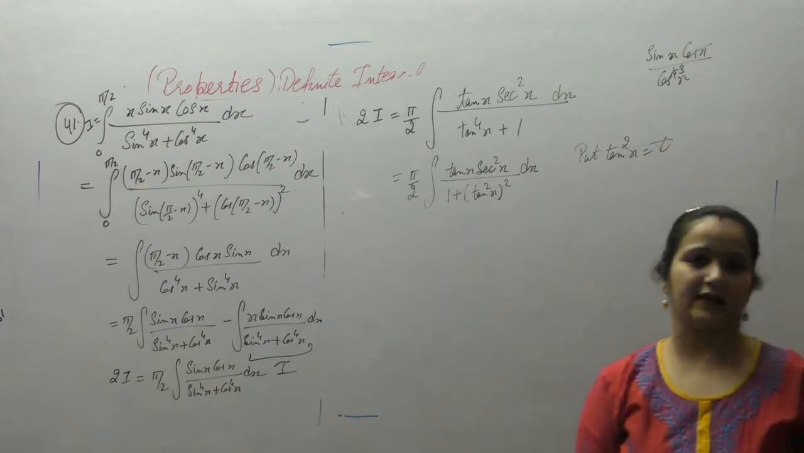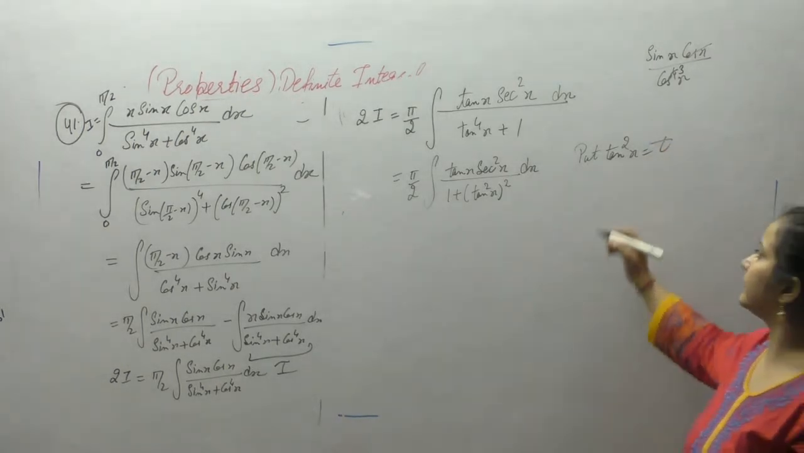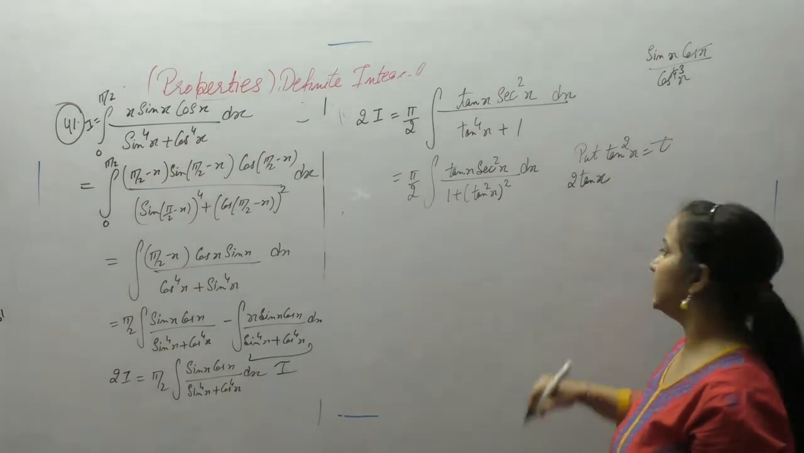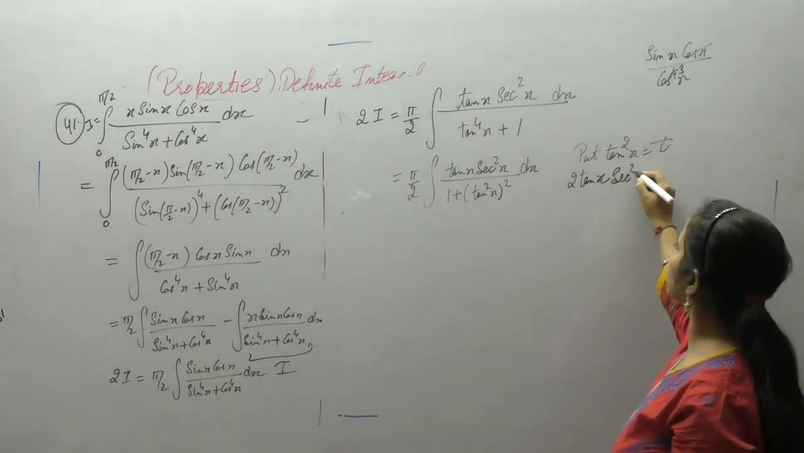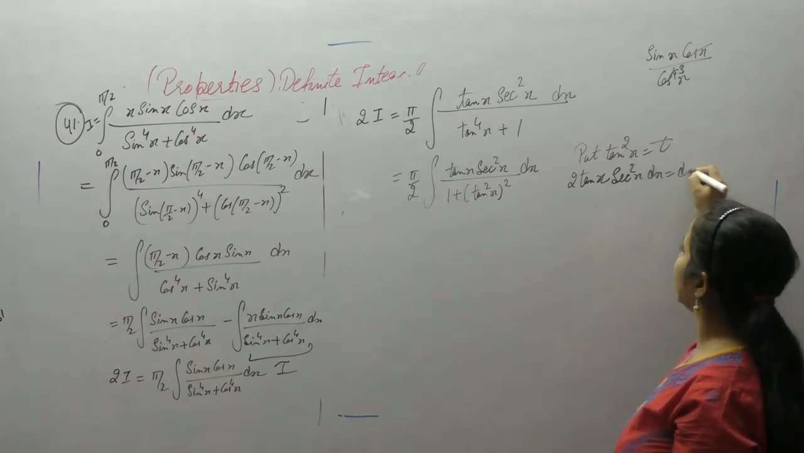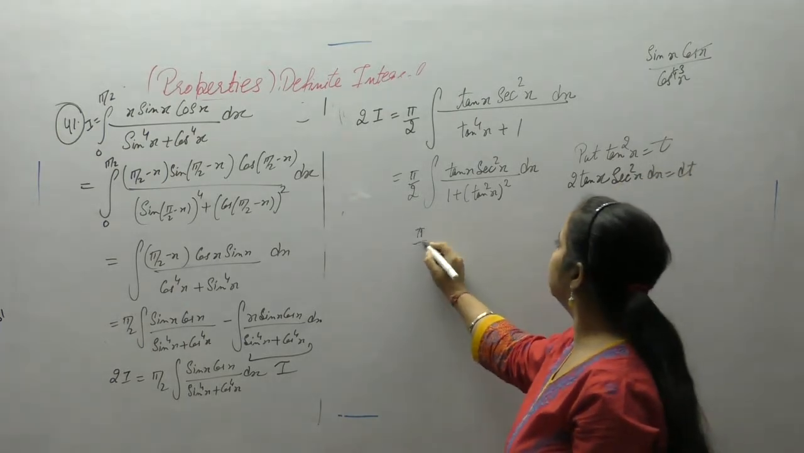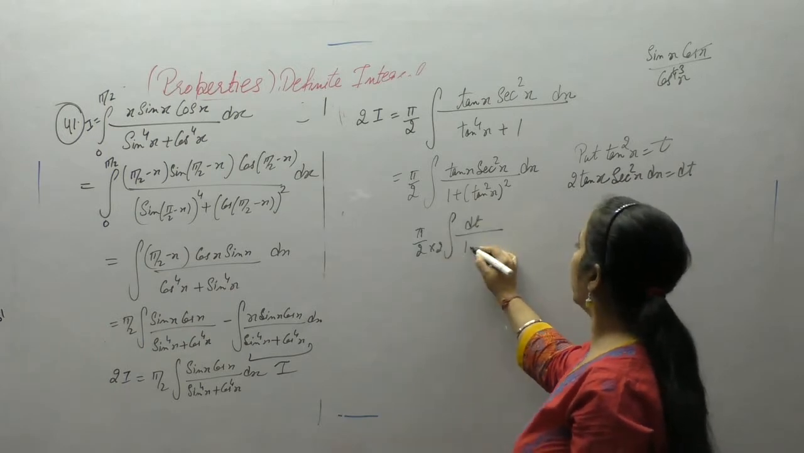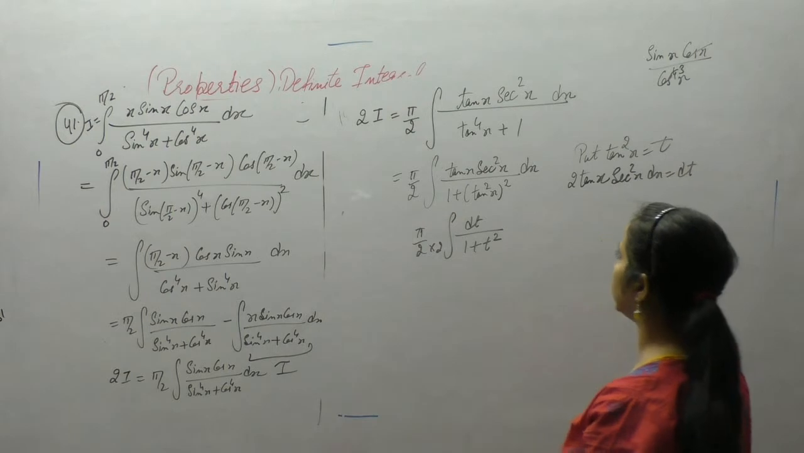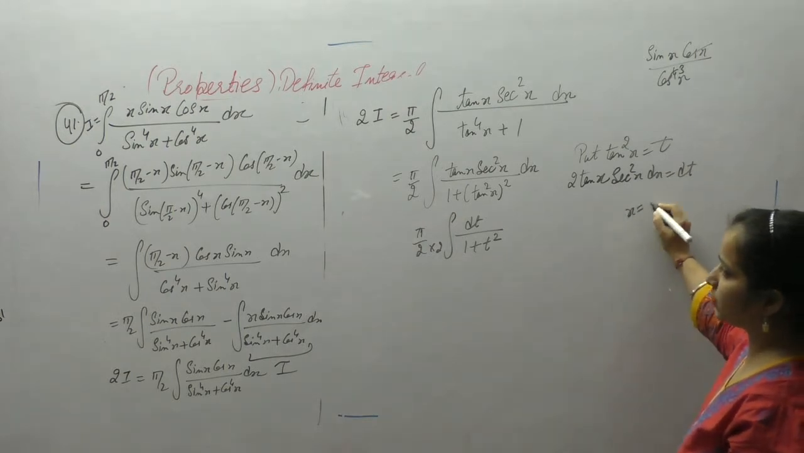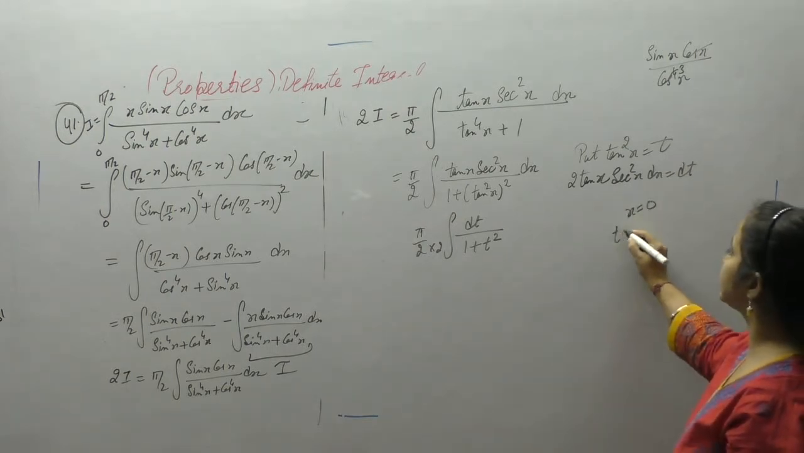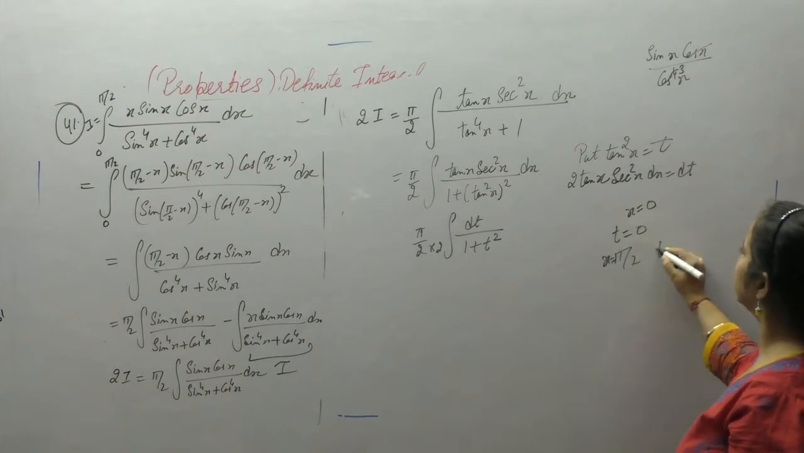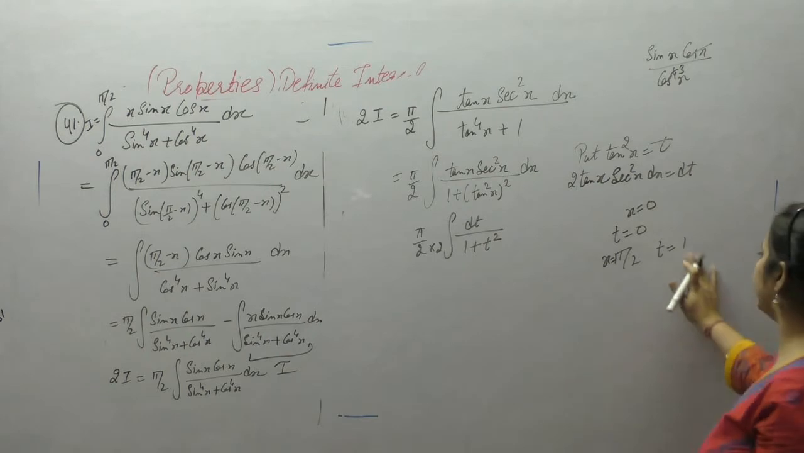Because we have the derivative of tan square x in the numerator, the derivative of tan square is 2 tan x, and the derivative of tan is sec square x. So tan x sec square x dx is dt upon 2. The denominator is 1 plus t square. Now when x is 0, t is tan 0, and when x is pi by 2, t is tan pi by 2, which is infinity.